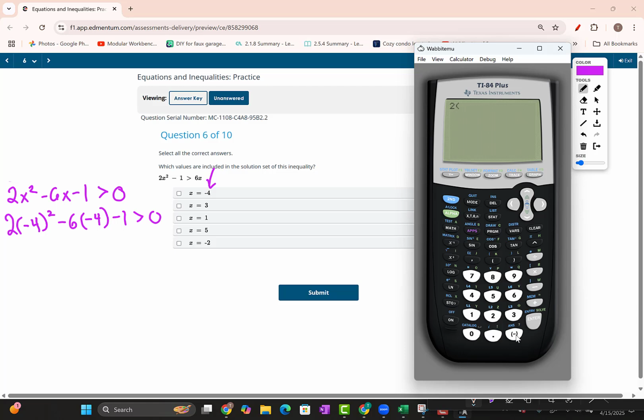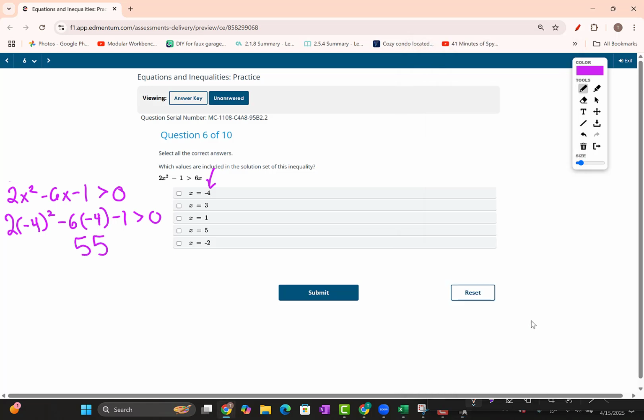So I'm going to type this in, and I would encourage using a graphing calculator for this. It's too easy to make a mistake, even though the numbers aren't giant. Easy to make a mistake. So we get 55, and is 55 greater than 0? Yeah.